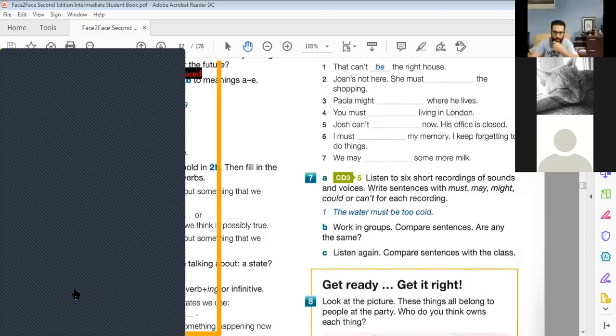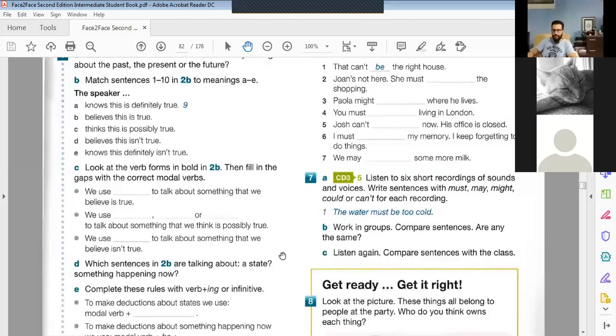It would be a lot clearer. CDC track 5. Okay, let's listen. Track 5.